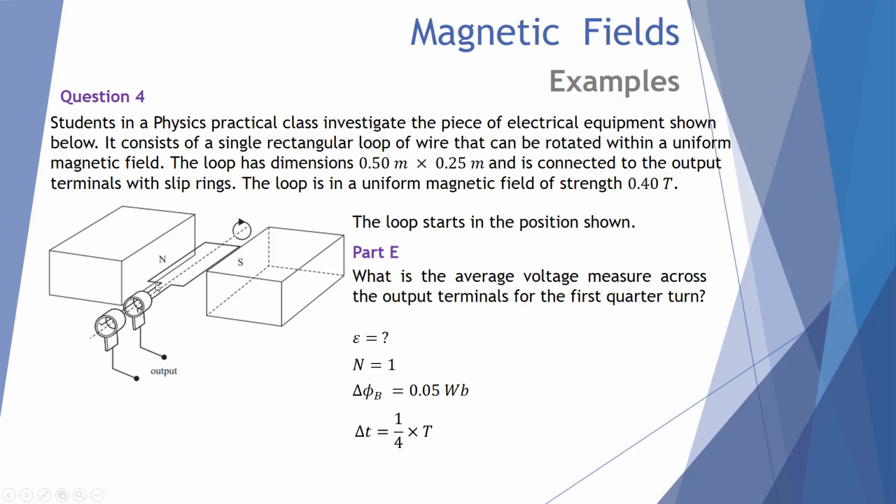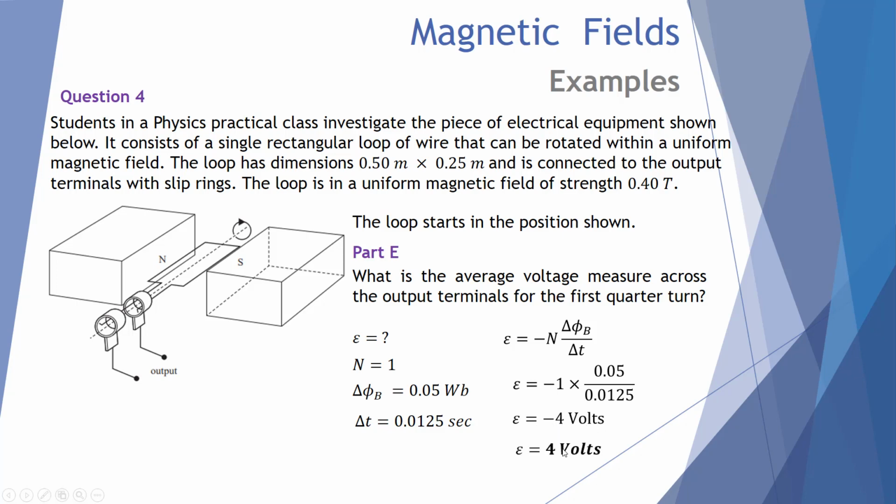So the time it takes, delta t, for a quarter rotation will be 1/4 of the total period. And we discovered earlier the period was 0.05 of a second. So delta t for a quarter rotation will be 0.0125 of a second. EMF equals negative N multiplied by the rate of change of the flux, d phi dt. Substituting our values, N equals 1, change in flux was 0.05, and the change in time was 0.0125. That gives me an EMF of negative 4 volts. Again, we're normally after the magnitude only, not the sign. So the EMF in this situation is 4 volts.